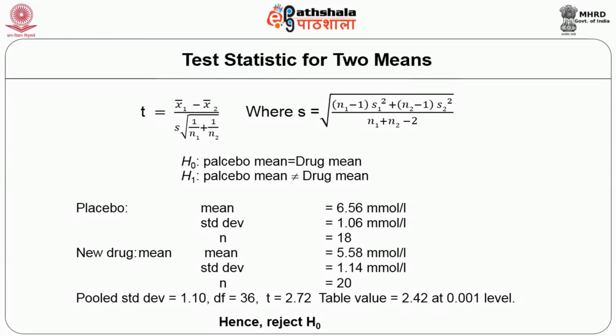The pooled standard deviation is nothing but n1 minus 1, number of subjects minus 1, into the standard deviation square of the first group, plus n2 minus 1 into the standard deviation square of the second group, divided by n1 plus n2 minus 2. Using this formula, you can substitute in the t formula and get the t value.